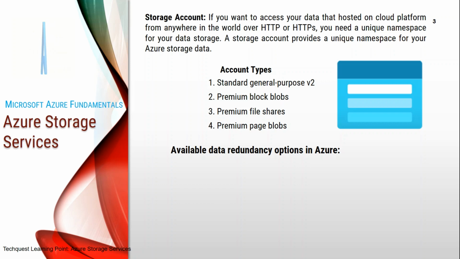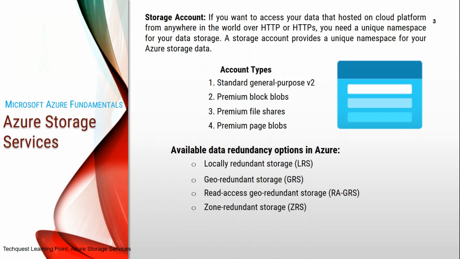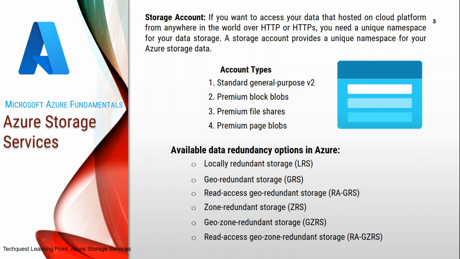Available data redundancy options in Azure: locally redundant storage, LRS; geo-redundant storage, GRS; read-access geo-redundant storage, RA-GRS; zone-redundant storage, ZRS; geo-zone-redundant storage, GZRS; and read-access geo-zone-redundant storage, RA-GZRS.